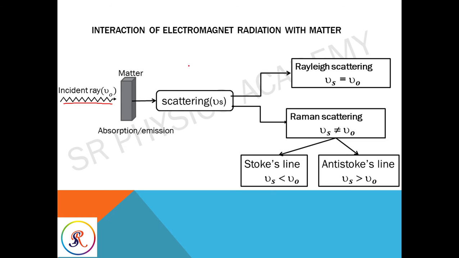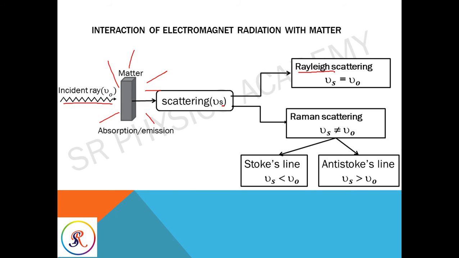Some frequencies are scattering. So in this case, whether the incident ray frequency and the scattering frequency... here incident frequency I am writing nu 0 and scattering means nu s, s means scattering. In this case, incident frequency and scattering frequency both are equal, then we can say that it is a Rayleigh scattering.